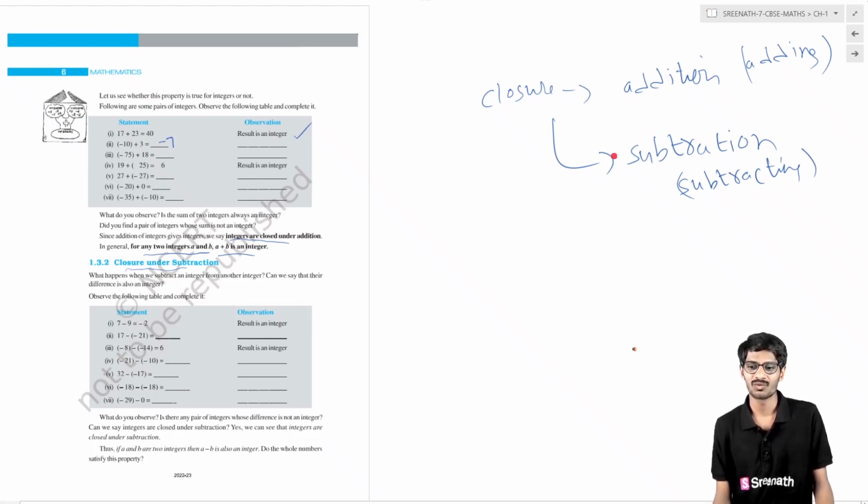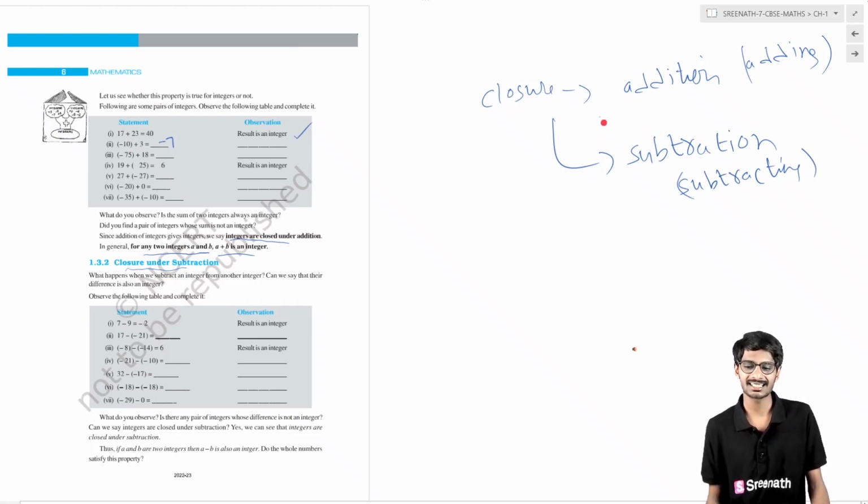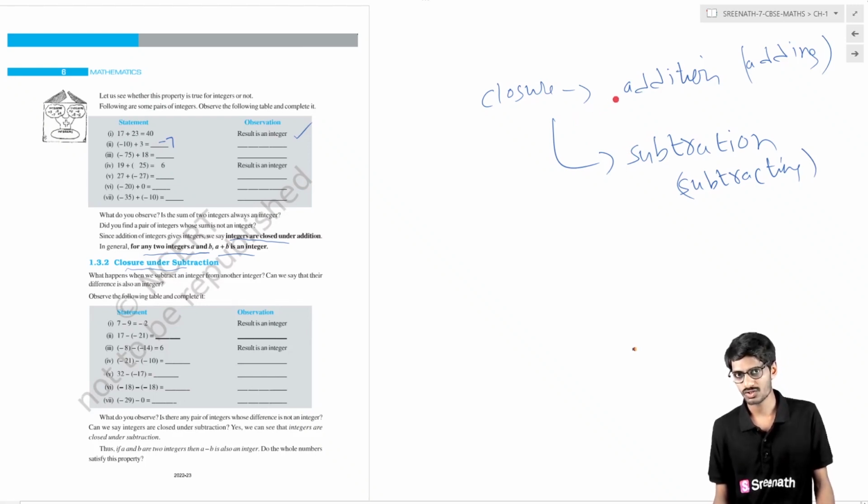So we can say that the closure property is satisfied by integers. The closure property is satisfied by integers under addition, and the closure property is satisfied by integers under subtraction. Okay, that is about the closure property under addition and subtraction. Here, closure property under subtraction, what happens?